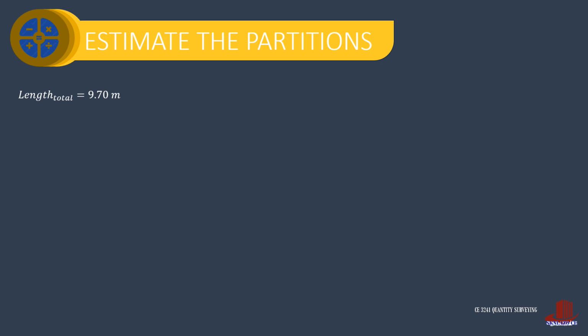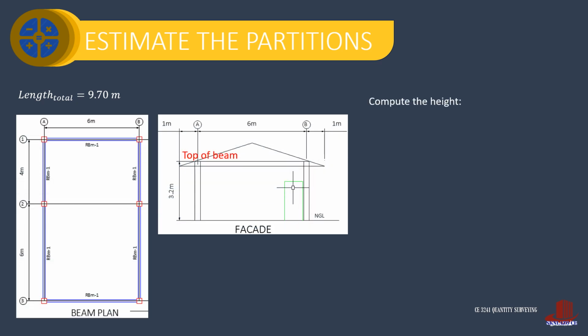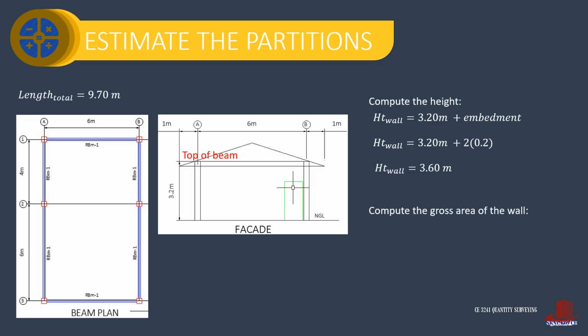With the length already determined, let's measure the height. From the beam plan, there's no beam on the partitions, which signifies that the height is 3.2. But do not forget about the embedment of 2 layers. So the wall height is 3.2 plus twice of 0.2, which is then 3.6 meters. We can now compute for the gross area of the partitions as 3.6 by 9.7 meters, or that is 34.92 square meters.